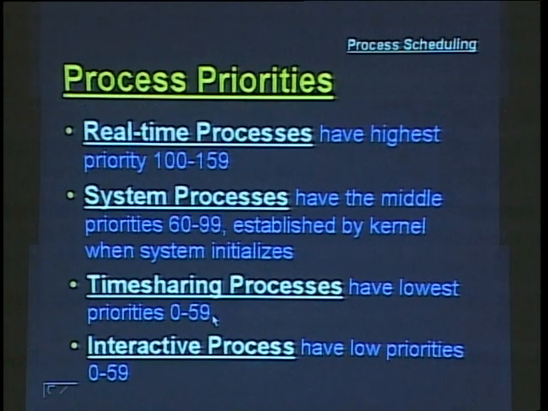And interactive processes also have the lowest priority, that ranges from 0 to 59. How are these priorities executed in the operating system scheduling arena? Primarily, the various processes are grouped in various priority groups: priority group 1, priority group 2, priority group 3, and so on. And then within that priority group, the round robin algorithm is run.